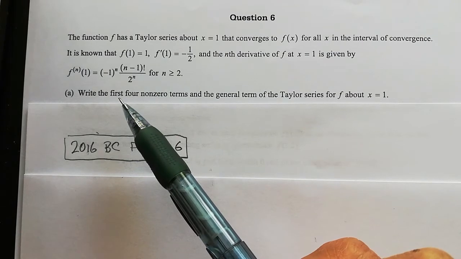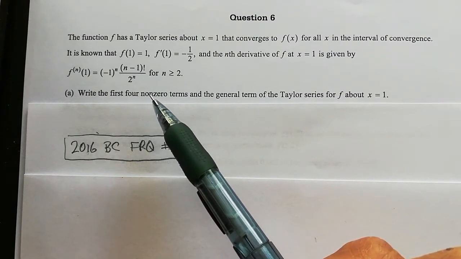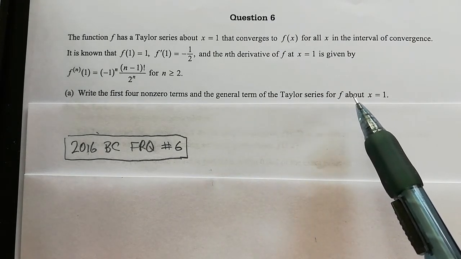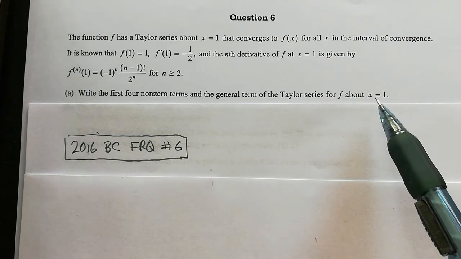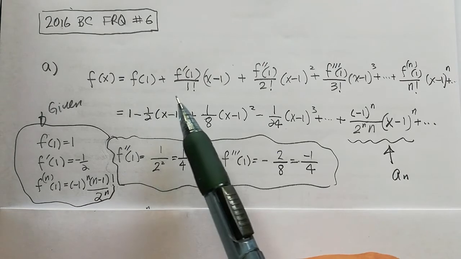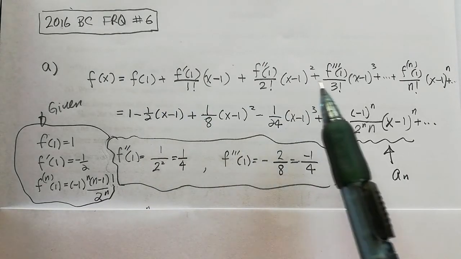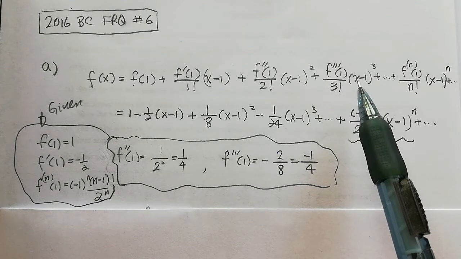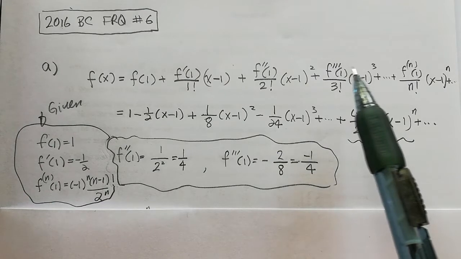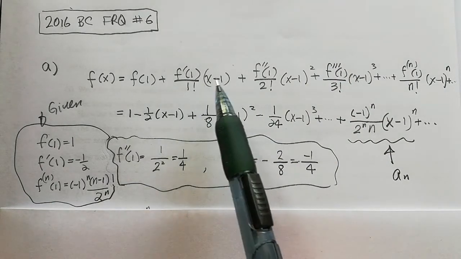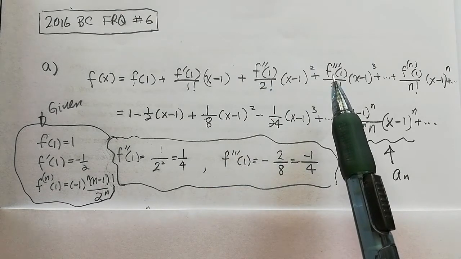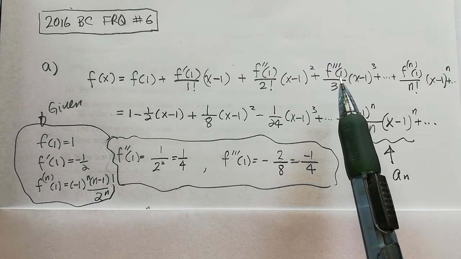The first question is, write the first 4 non-zero terms and the general term of the Taylor series for f about x equal to 1. Okay, this is the general form of the Taylor series. So first term, second term, third, and fourth, since we want to know 4 terms. And this is the general term. So what we need at this point is just f of 1, f prime of 1, f double prime at 1, and the third derivative of f at 1.